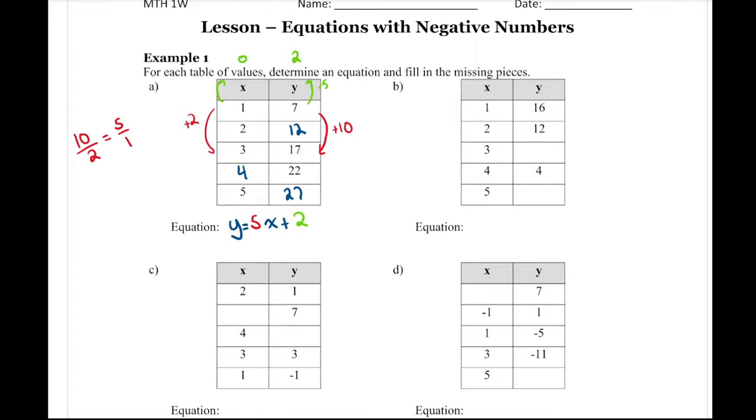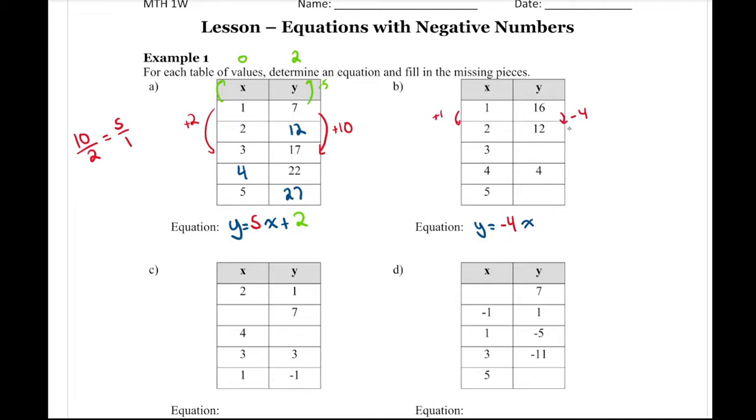For B, this one's a little bit easier because we have the y values for sequential x values. When we increase x by 1, y actually decreases by 4. That's okay. We've dealt with negative multipliers before. This basically just means my pattern's decreasing. So in this case, y equals negative 4x. That's going to be our multiplier. So we can use that to figure out the rest of the pattern.